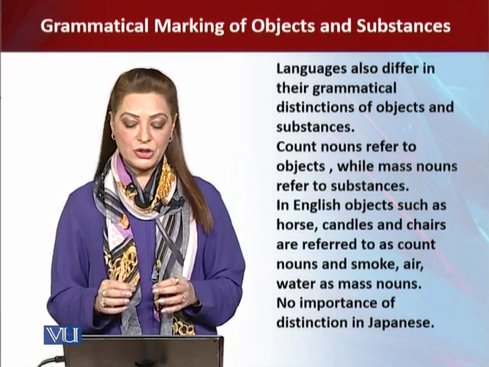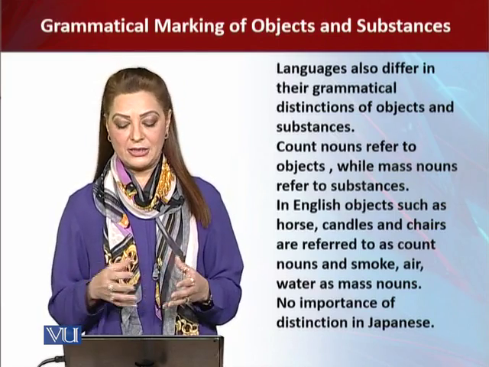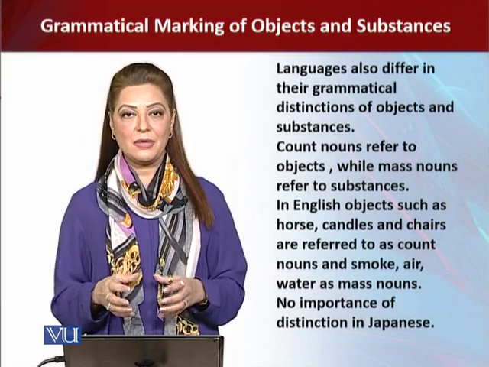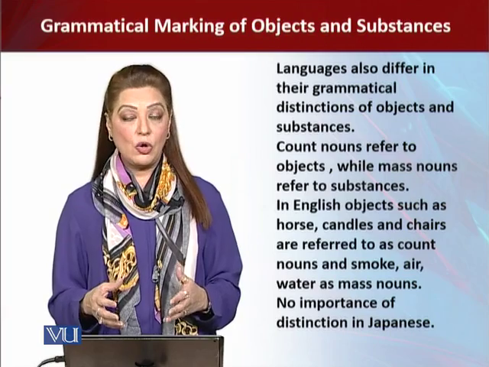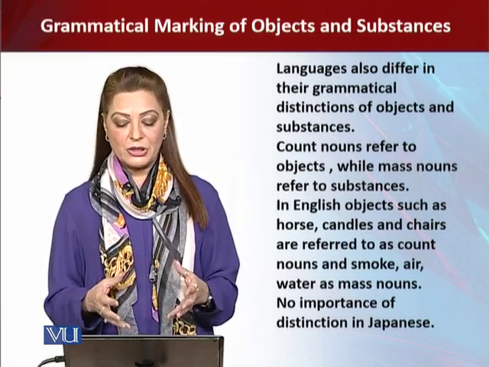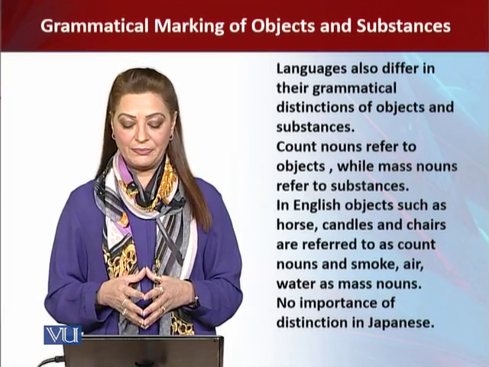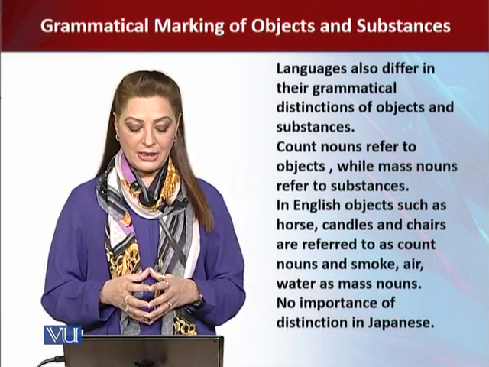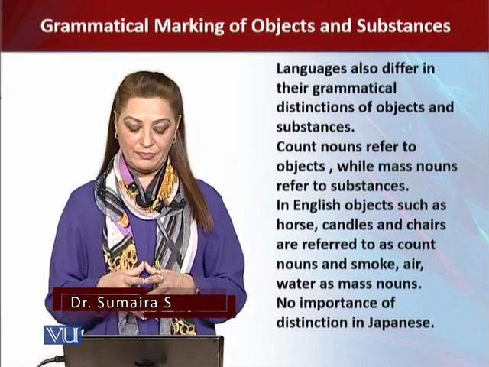Now, in English, objects such as horse, candles, chairs are referred to as count nouns. They can be counted. And you have smoke, air, water. They are mass nouns because they cannot be counted. In English, there is a clear distinction between count nouns and mass nouns.